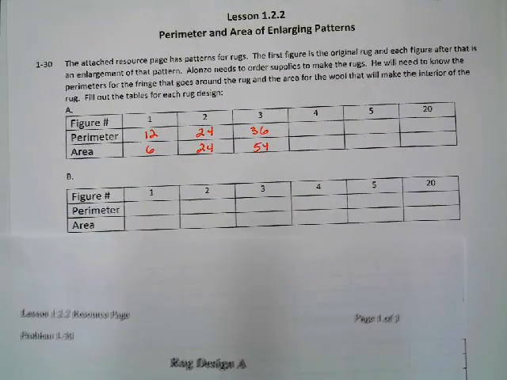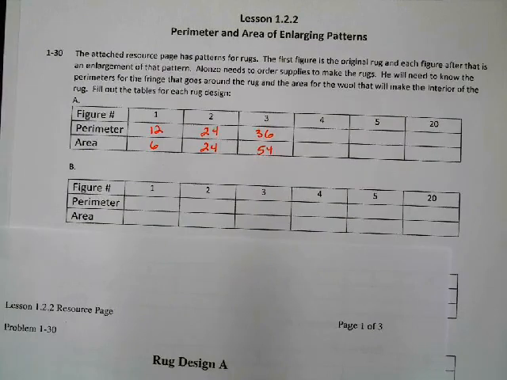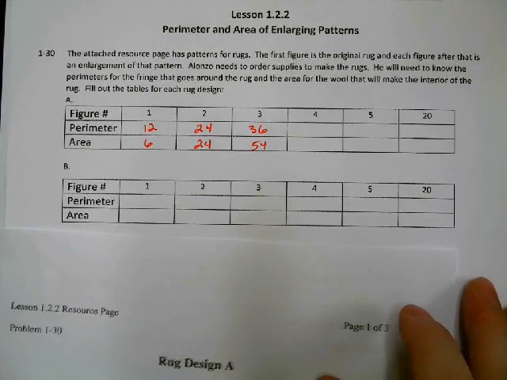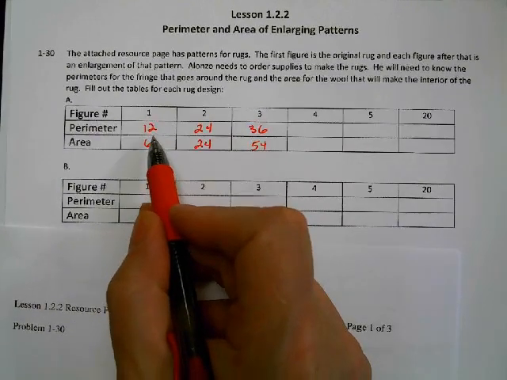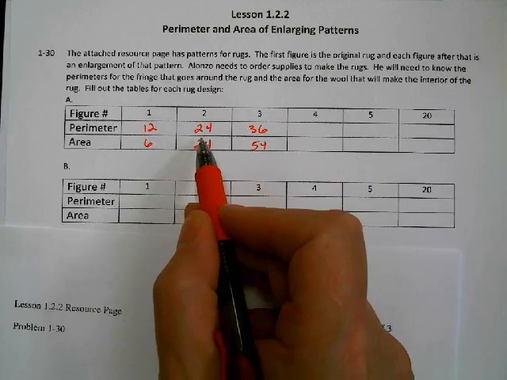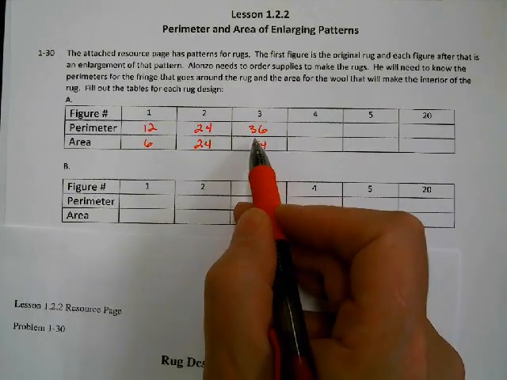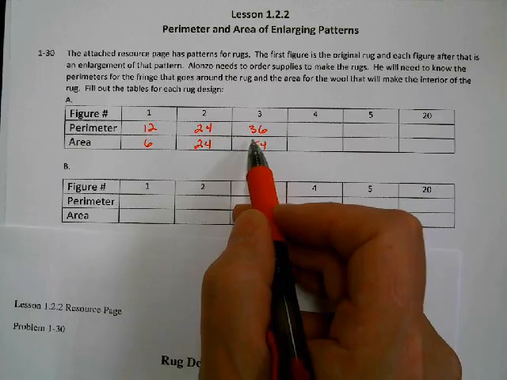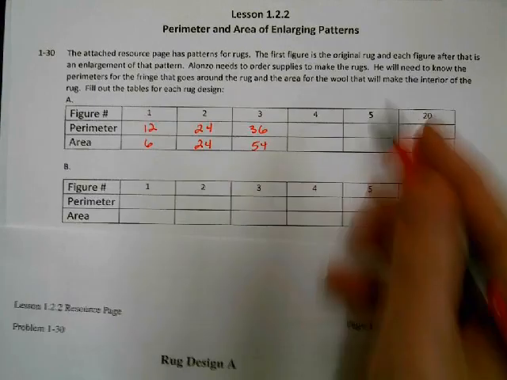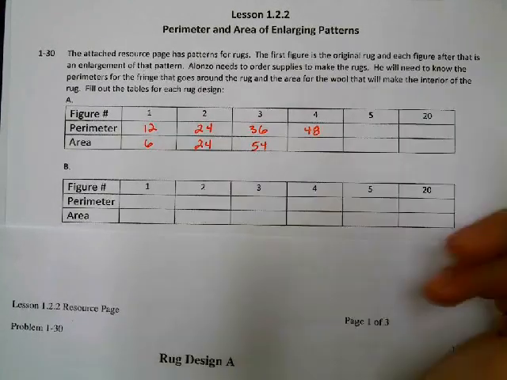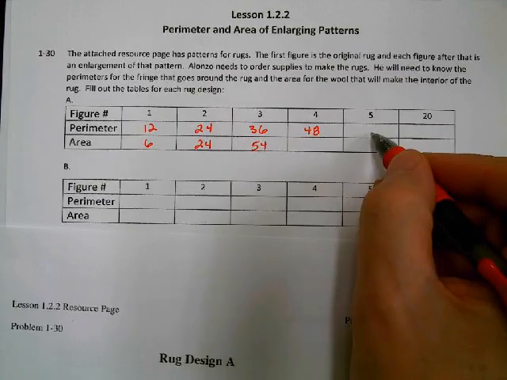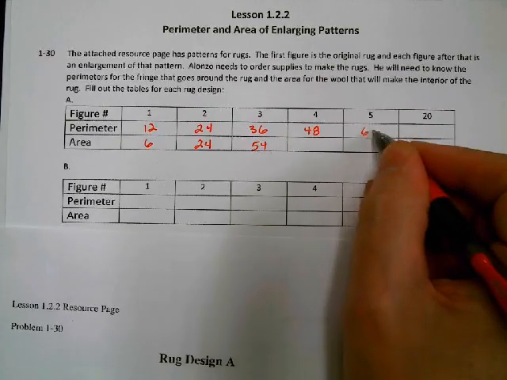All right, now we don't have figure 4, figure 5, or even figure 20 there. But what we can look at is the pattern of growth and try to see how the pattern is growing. Well, let's start with the perimeter. So we go from 12, 24, 36. It looks like we're increasing by the same amount each time. We're adding 12 each time. So I should expect 48 to be in this one because 4 times 12 is 48. And in this one, I should expect 60 because 5 times 12 is 60.